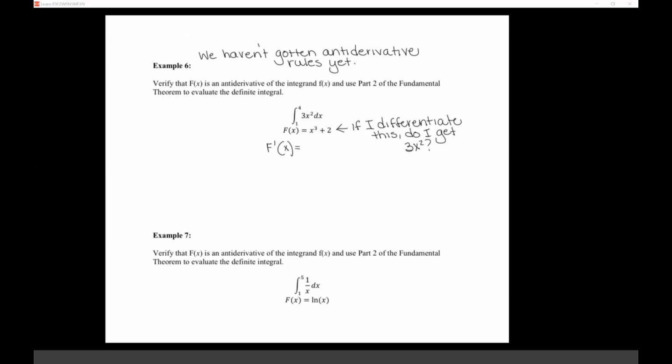I'm going to use the power rule, bring down the 3, drop the exponent by 1. Derivative of 2 is 0. And you can see that these two things, here and here, are the same thing. So I know they gave me the right antiderivative. So f of x is x cubed plus 2. That's one value.